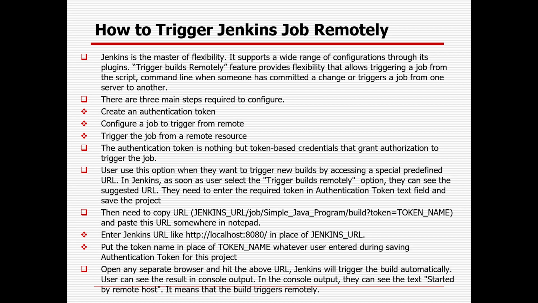So you need to create it: Jenkins URL, then job, then the job name, then the build, and then the token name, right? So that is the way. In case you are using the normal default port, it will be HTTP localhost 8080. In case we are giving the token as 12345, we need to change the token name to 12345 for this project, and then we need to take the URL.